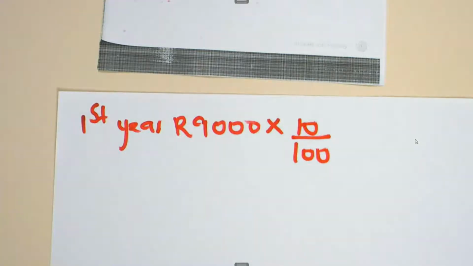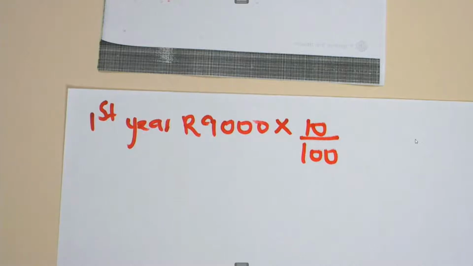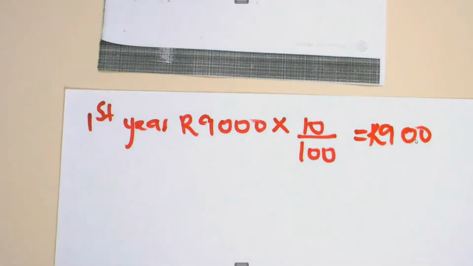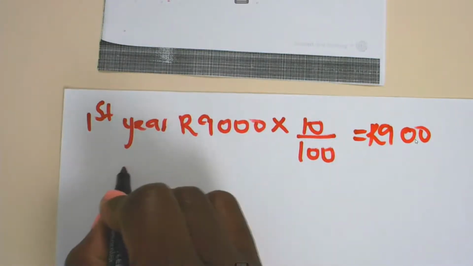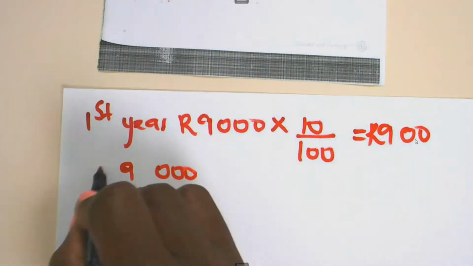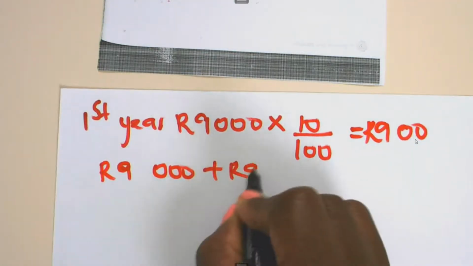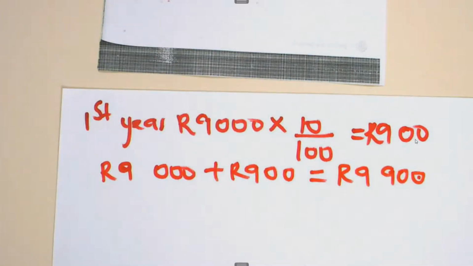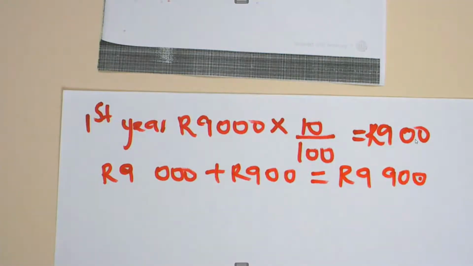So when we multiply 9,000 by 10%, at the end of the day, we accumulate 900. And then, because we are on the first year, we have 900 rand. And then this 900 rand, what do we do with it? We say 9,000 rand plus 900 rand, which will be 9,900 rand. During the first year, Fikile is supposed to pay 9,900 rand. Because simple and compound are not the same.